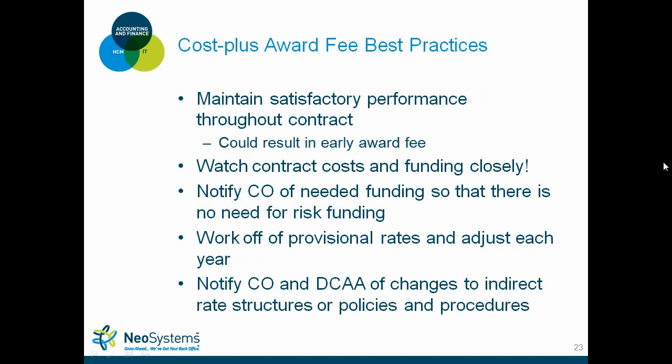So award fee best practices: maintain satisfactory performance throughout the contract. If you can get the work done in less than what was the original contract value, that could result in an early award fee. And then same scenarios as for cost plus fixed fee. Watch your contract costs and funding closely. Notify your contracting officer of any changes, and work off of provisional rates or forecasted rates.